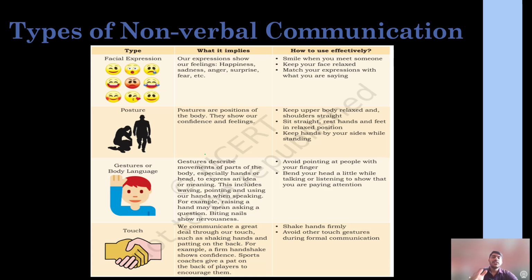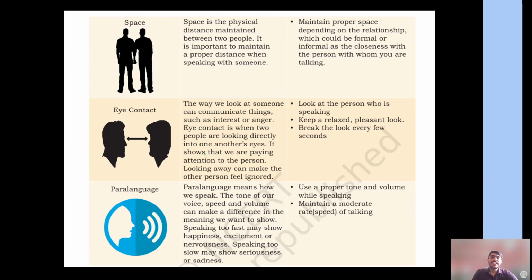These are the different types of communication we include through body posture, gesture, touch and expression. Next one, space. Space is the physical distance maintained between two people. It is important to maintain a proper distance when speaking with someone.